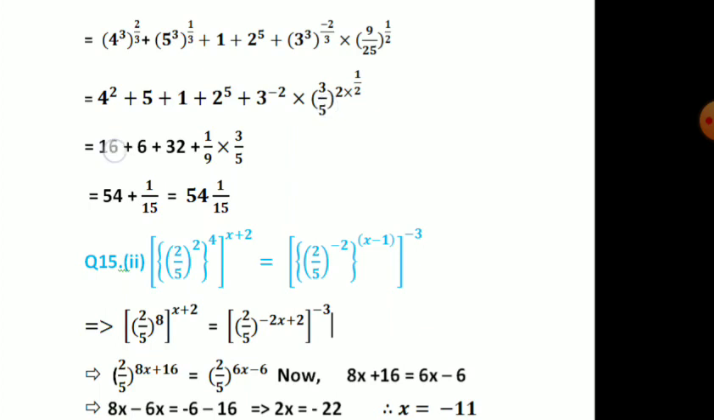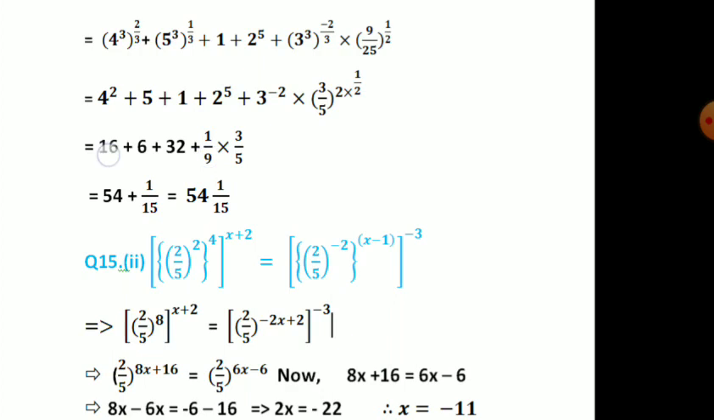So 4 square is equal to 16 in the next step. Plus 5 plus 1, that is plus 6. Plus 2 to the power 5 will become plus 32. Plus 3 to the power minus 2 can be written as 1 by 3 to the power 2. Now 1 by 3 square means 1 by 9. So I've written it here as plus 1 by 9 into 3 by 5.